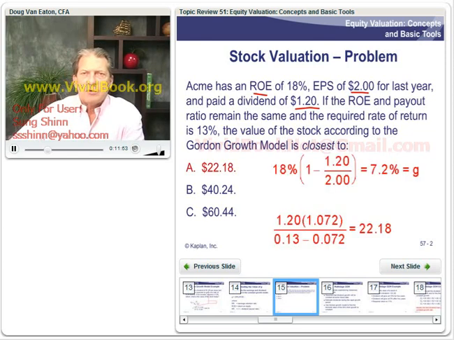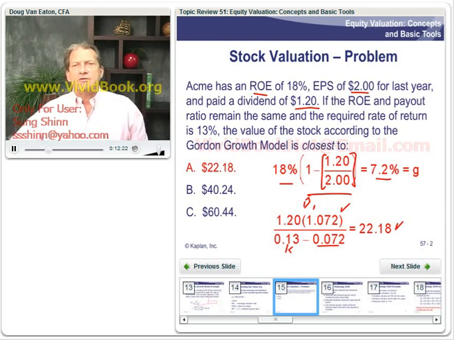This is our 60% payout, so 1 minus that is our retention rate, times the return on equity gives us a growth rate of 7.2%. Then we grow that D0, last year's dividend, at 7.2% to get D1 in here. We're given K, the required rate of return on equity in the problem, minus our constant growth rate, and we get a value of $22.18.